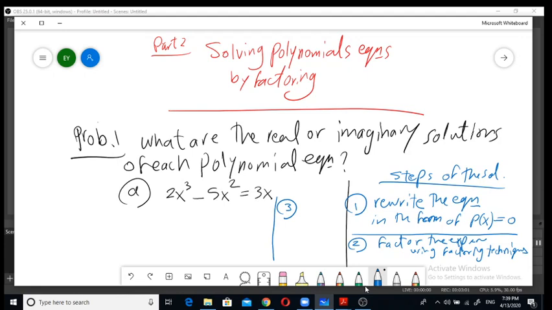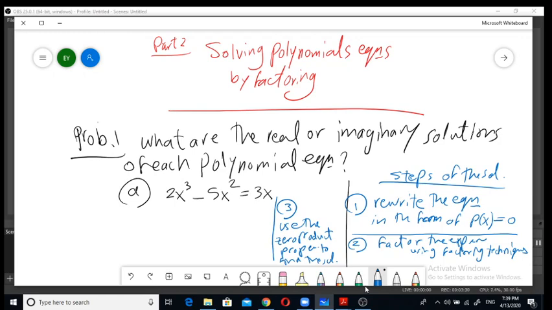In the third step, we will use the zero product property to find the solution. So we have some steps. We are going to use these steps to solve this kind of problems.